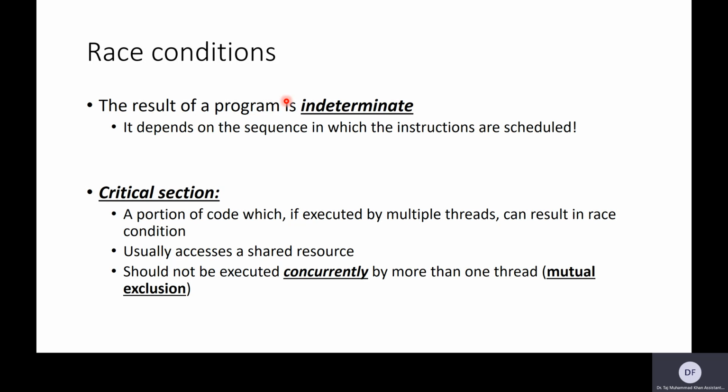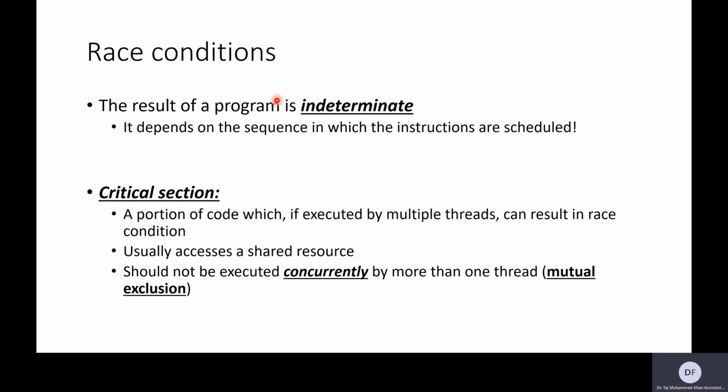So to see how computer science deals with this indeterminacy, we'll first define some terms. The first definition here is critical section. A critical section is basically a portion of code which, if executed by multiple threads, can result in a race condition. So what is a race condition? A race condition is a condition of indeterminate behavior in our program.